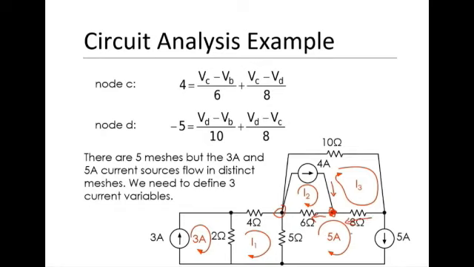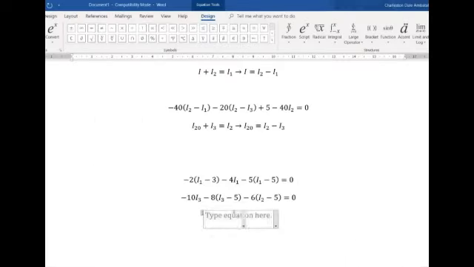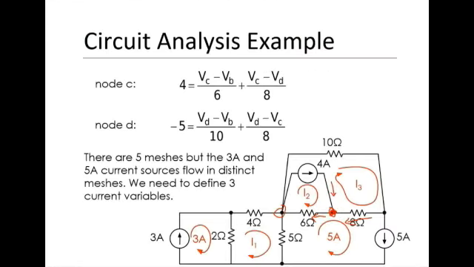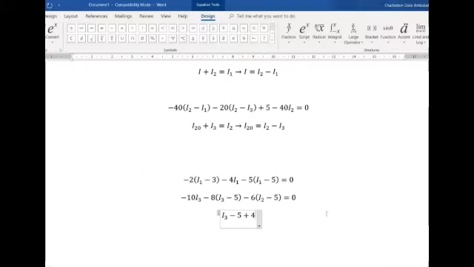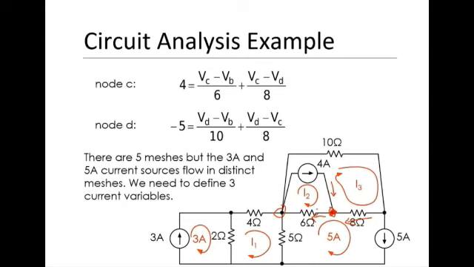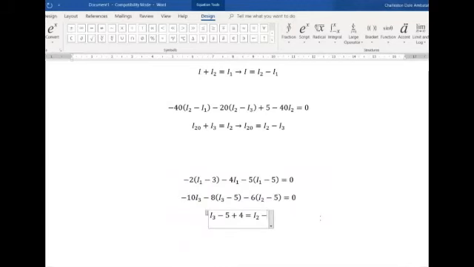Okay, so we have 3 currents. It's I3 minus 5 plus 4 equal to I2 minus 5 right here. So the minus 5 will cancel with each other, leaving you with this equation, and you transpose I3, and there you go.